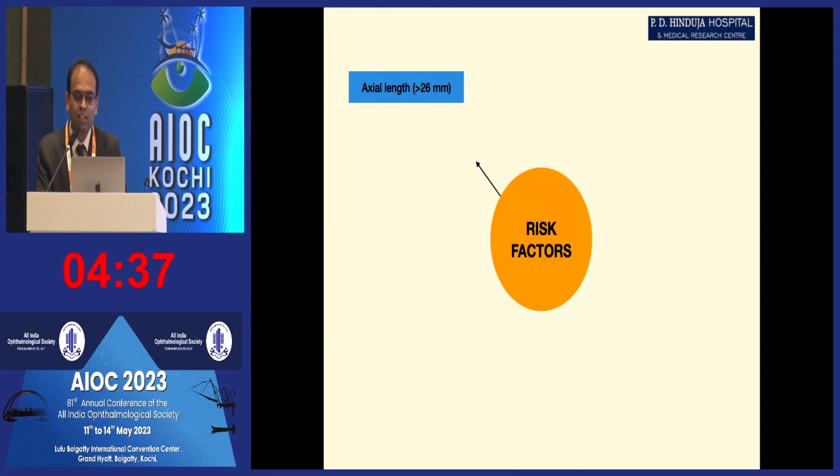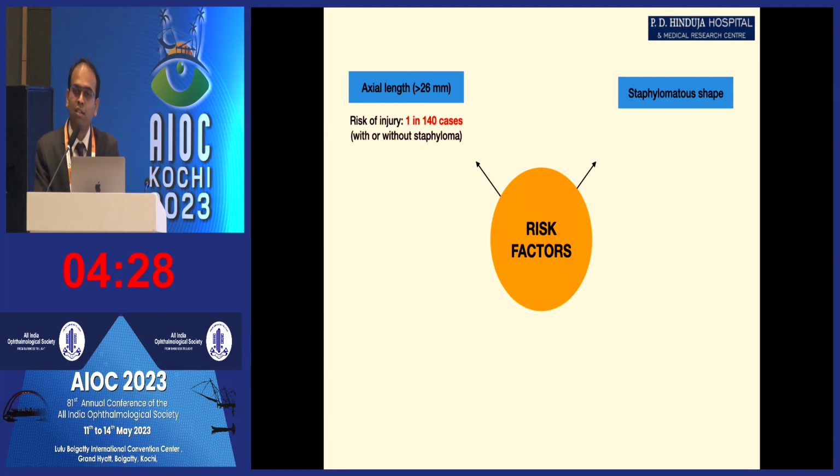One is axial length more than 26 millimeters, and the risk of injury goes up to 1 in 140 cases, whether with or without staphyloma. In a staphylomatous eye, because of the unpredictability, there is a 50% chance of perforations, which occur at the junction of the staphylomatous and the non-staphylomatous area.